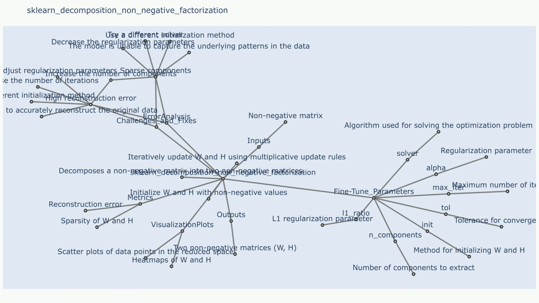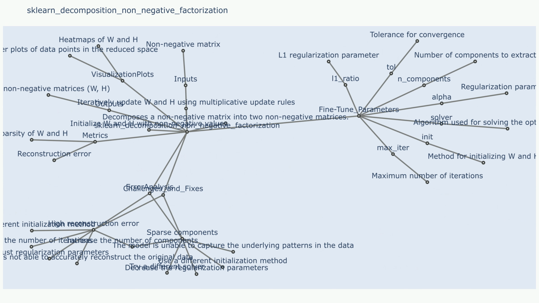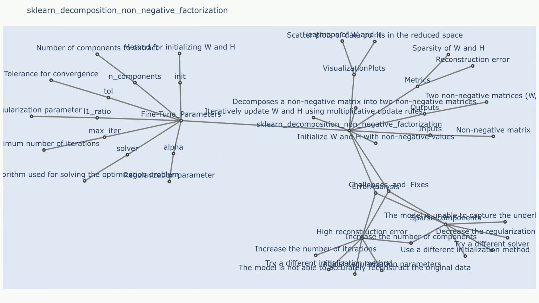Computational cost. NMF can be computationally expensive, especially for large datasets with many components. A researcher analyzing a large-scale gene expression dataset with thousands of genes and samples. NMF with a high number of components might be computationally demanding.